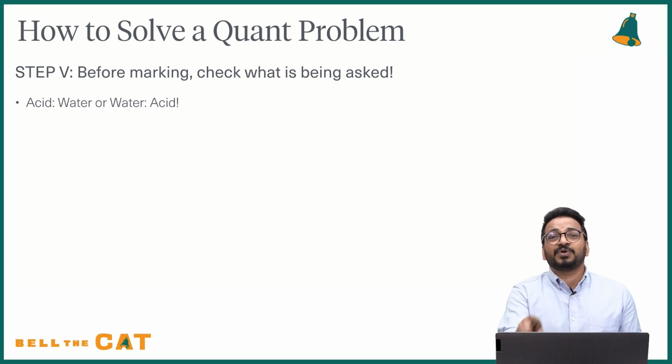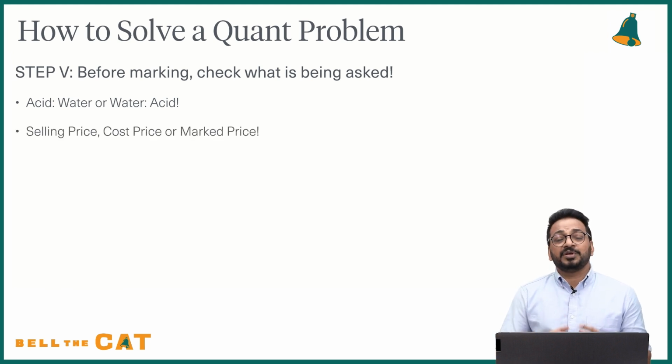Okay, I got acid water. What are they asking, right? So for example, it is best to go with the problem by taking the cost price as X. That's the best way to go, right? And you've calculated X. But maybe they're asking for the mark price, maybe they're asking for a selling price, right?